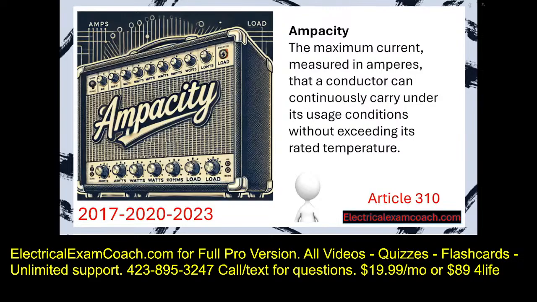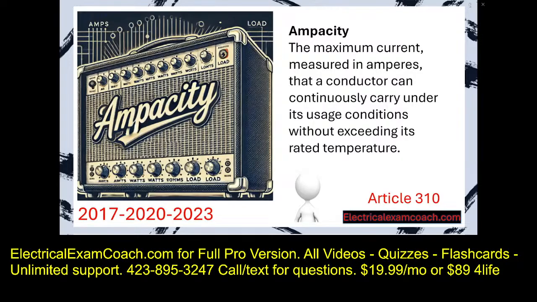Ampacity is the maximum current measured in amperes that a conductor can continuously carry under its usage conditions without exceeding its rated temperature. Everything that we're doing in this program and out in the electrical field is to protect first the people and then the equipment. And it's no different with the wire. This wire is only rated to handle so many amps before the insulation will start to deteriorate, and ultimately we could end up with a fault, short circuit, or just arcing and sparking.